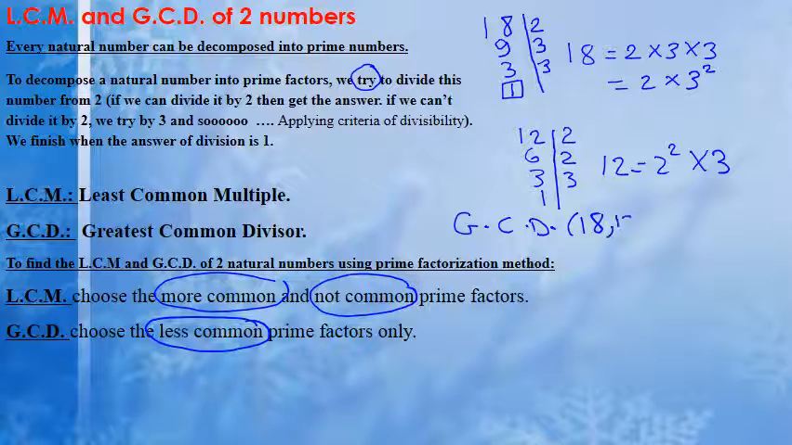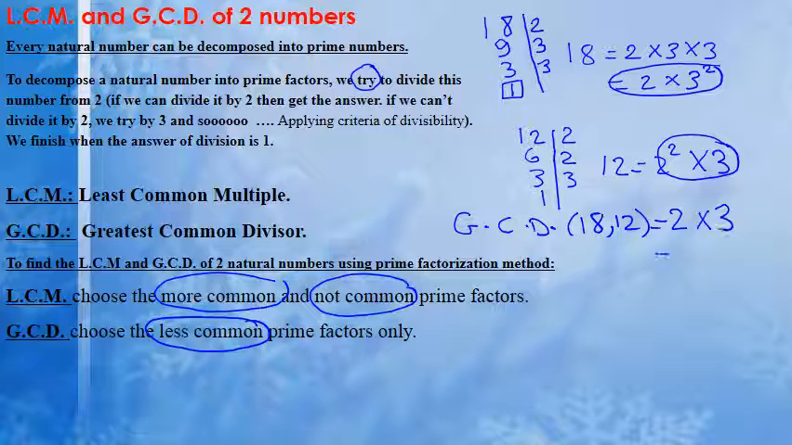of 18 and 12, we look at the prime factors of 18 and the prime factors of 12. 2 is a common prime factor. The power in 18 of 2 is 1 and the power in 12 is 2. So we take the least, which is 2. And between 3 squared and 3, we take 3. So 2 times 3 is 6. The GCD is 6.